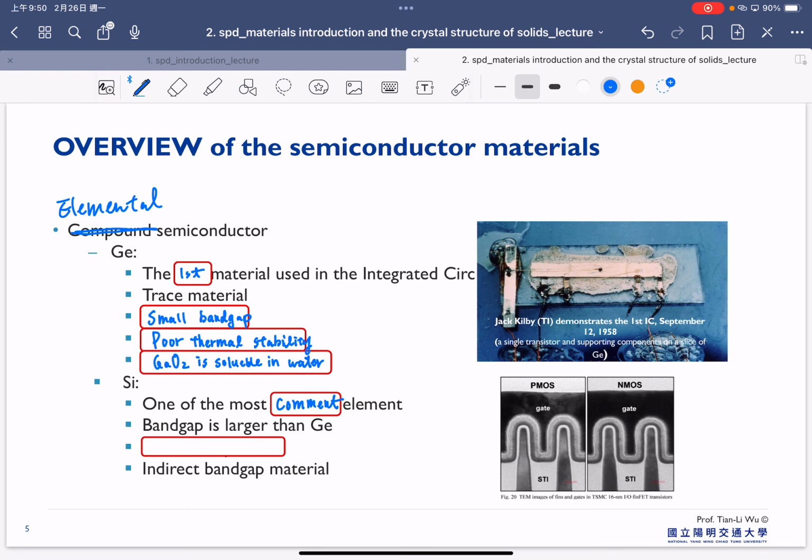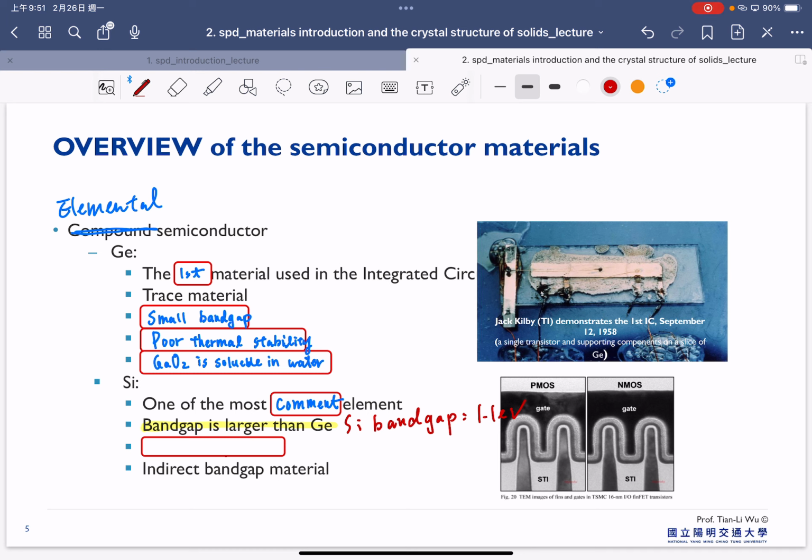And also, the band gap is larger than the germanium. So silicon band gap is 1.1 electron volt. This is a number that you should be aware of, because it becomes the reference later, like when you justify other materials, whether they have a large or smaller band gap, it's always referred to the silicon case.